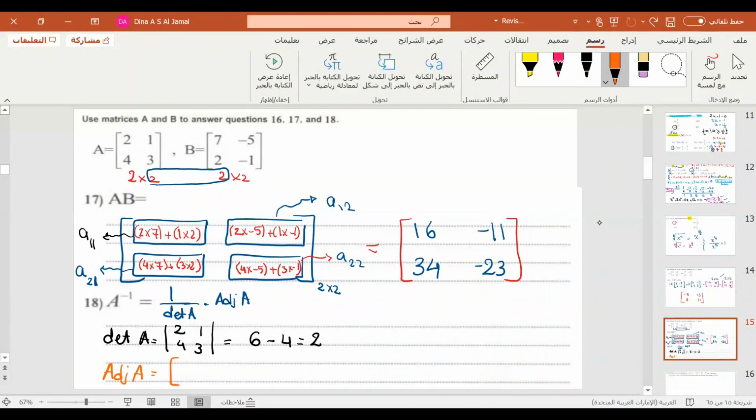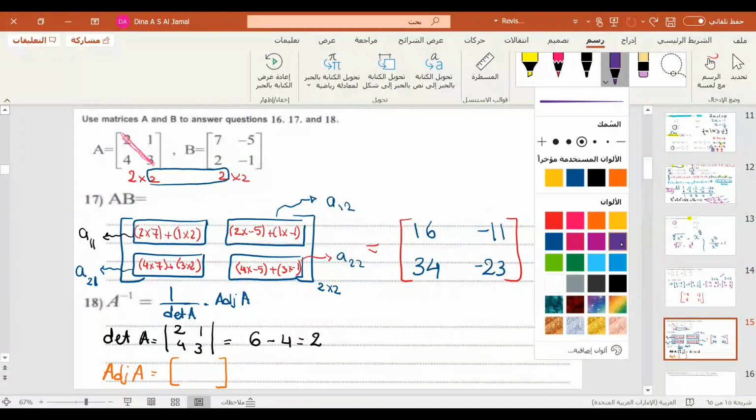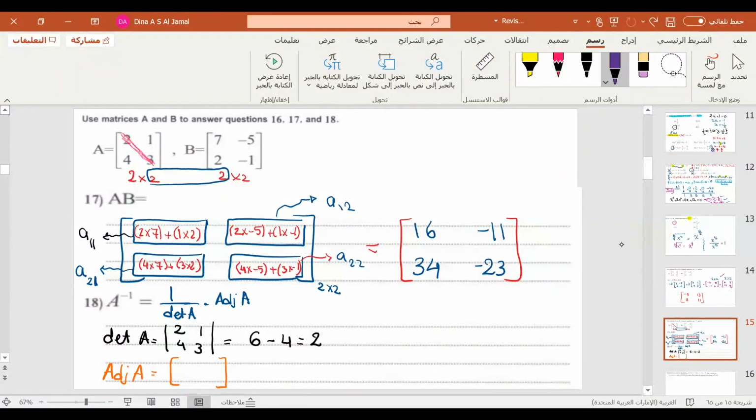That means your matrix now will be changing for each diagonal. So in this diagonal, your values will be switched. 2 and 3, now switch them. 3 and 2. And in the other diagonal, what will happen? The sign will be changed. If they were positive, it will be negative. If they were negative, it will be positive. So, minus 1, minus 4.